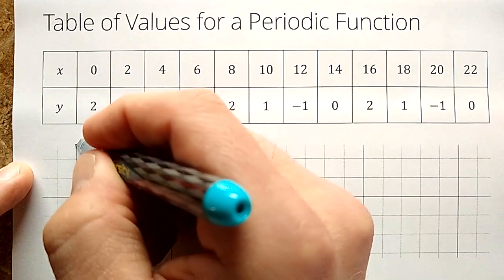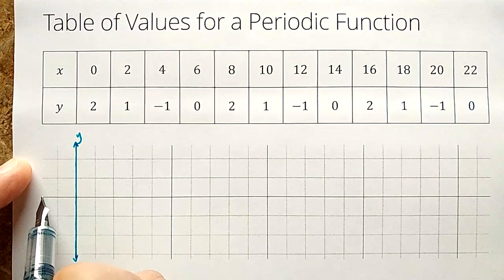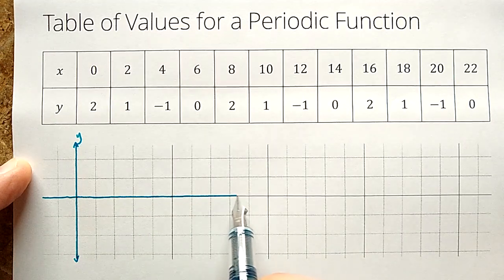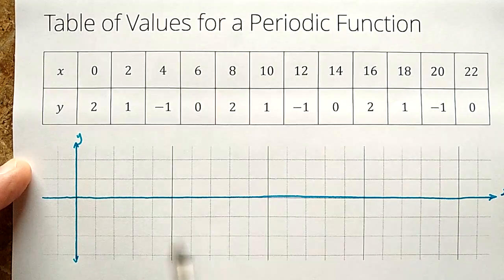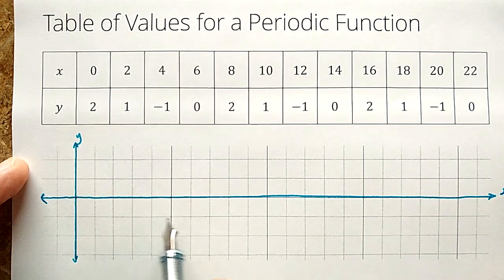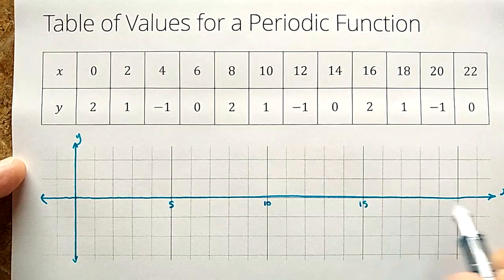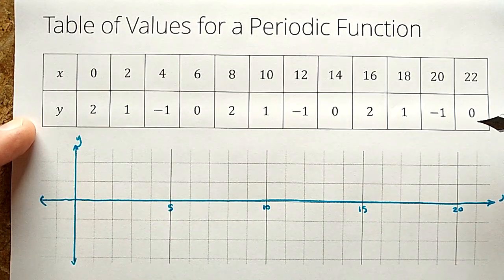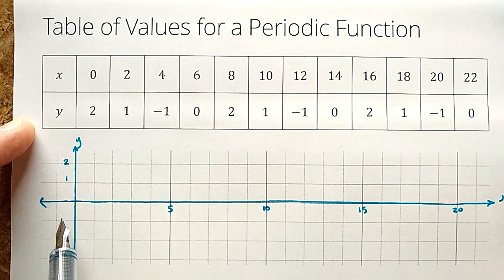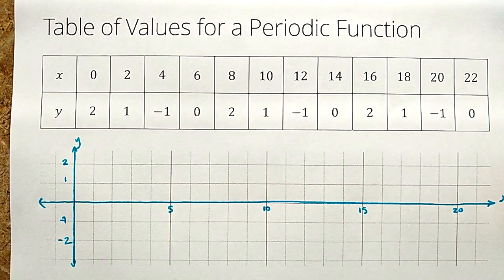So first, let me just draw some axes here, make them really clear. That's my y-axis, and my x-axis is here. And I'll put a quick scale in. There's 5, 10, 15, and 20. And I'm just going to look at my y values. They go from 2 is the maximum and -1 is the minimum. So let's call that 2, 1, and there's -1, -2. Okay, let me change colors to start plotting these points.